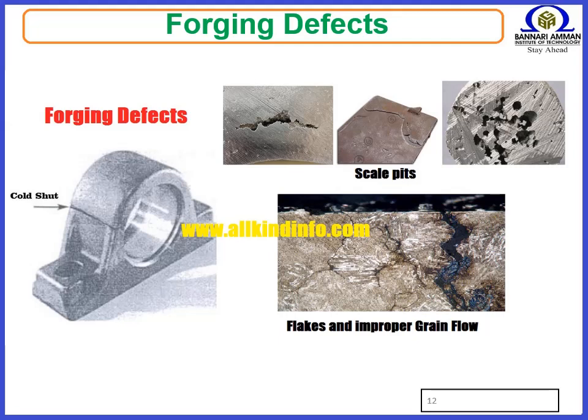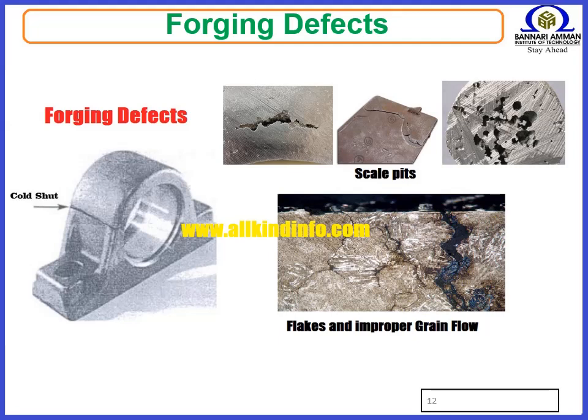The oxide and scale get embedded into the finish forging surface. Flakes. These are basically internal ruptures caused by the improper cooling of the large forging. Rapid cooling causes the exterior to cool quickly, causing internal fractures. This can be remedied by following proper cooling practices.